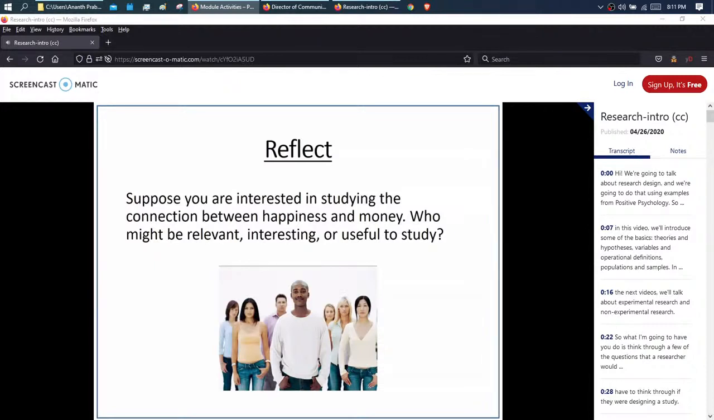Okay, last reflection. Suppose you're interested in studying the connection between happiness and money. Who might be relevant, interesting, or useful to study? Take a moment, press pause, reflect, and then when you're ready, press play.